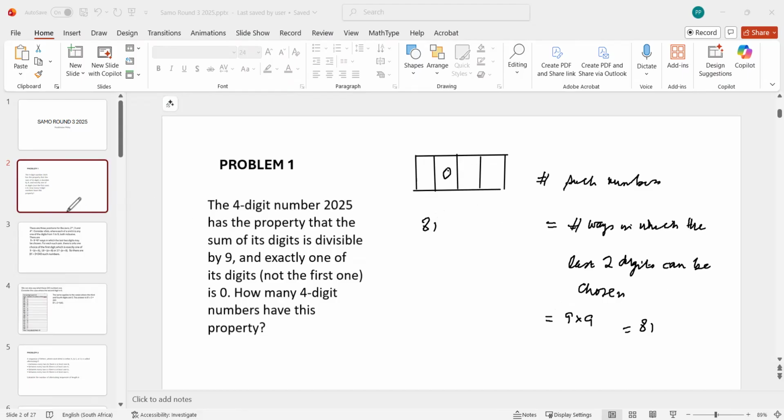And if the third digit was 0 instead of the second digit, then you'll have another 81 there. The same applies to the fourth digit, another 81. So it's 81 times 3. So that's the answer. There are 243 such numbers.